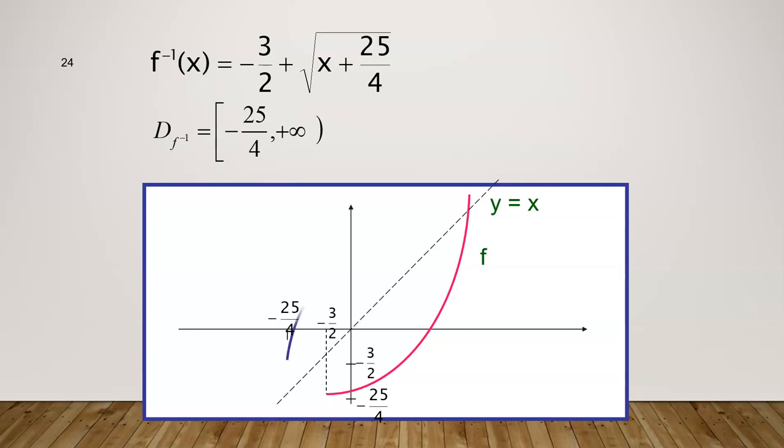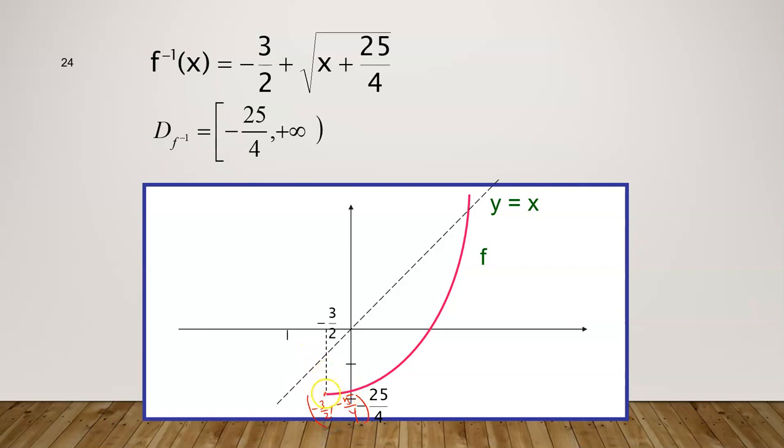All right, and now that is the graph. Usually, if you have a coordinate, the minimum coordinate will be here, which is negative 3 over 2, negative 25 over 4.